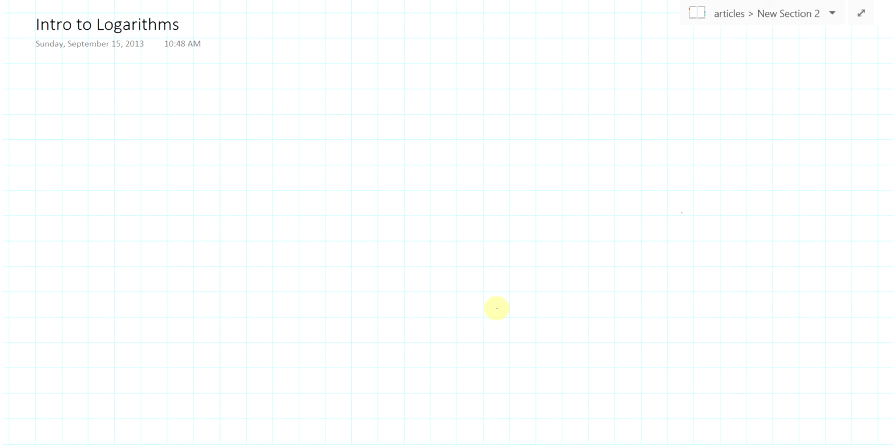Okay, so now we move into section 2.6, Introduction to Logarithms. This lecture will cover problems 1 through 35, more or less, in section 2.6, which is about logarithms. So, what is a logarithm, and what are we trying to do with logarithms?